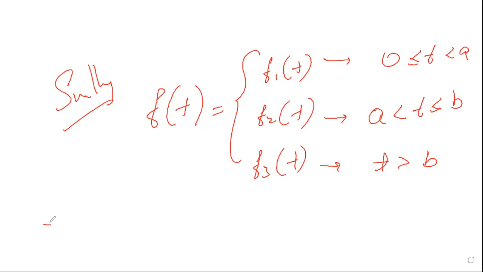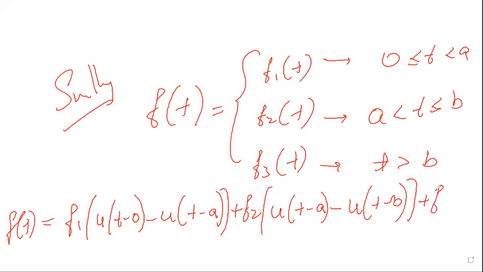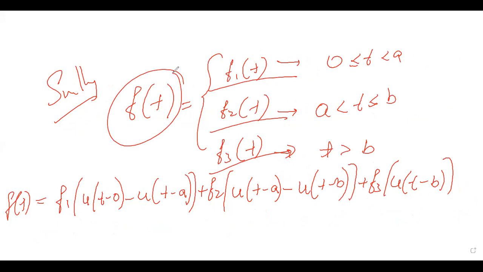And this time we have the same formula. First we will take f of t is equals to f1 of u of t minus 0 minus u of t minus a. This is your first function, plus f2, where f2 is u of t minus a minus u of t minus b, plus f3, where f3 is u of t minus b. When we get three functions, instead of writing 1, at that time we will write f1, f2, f3.